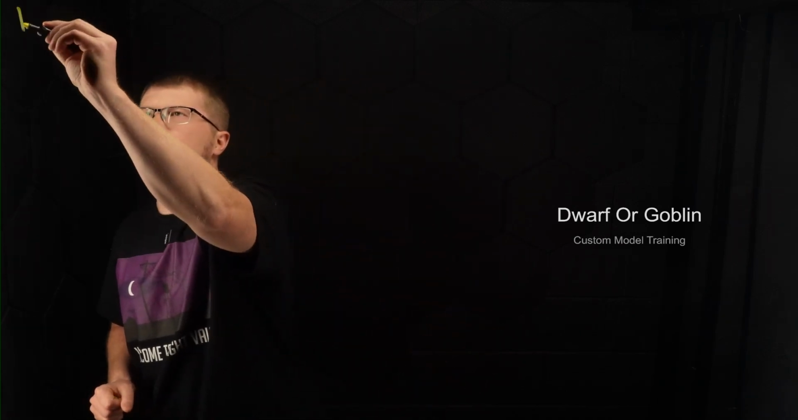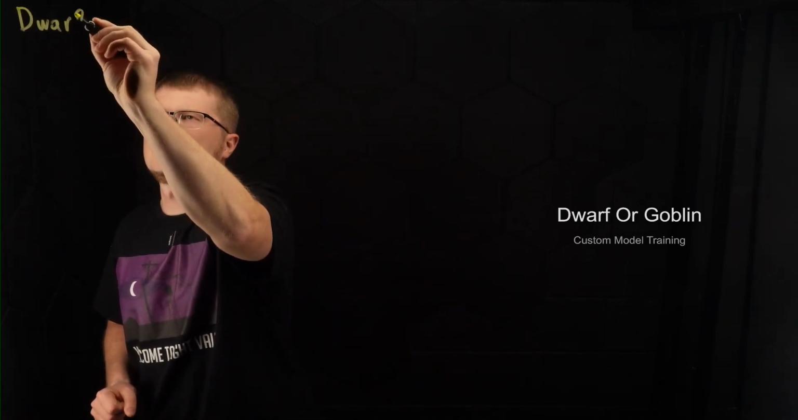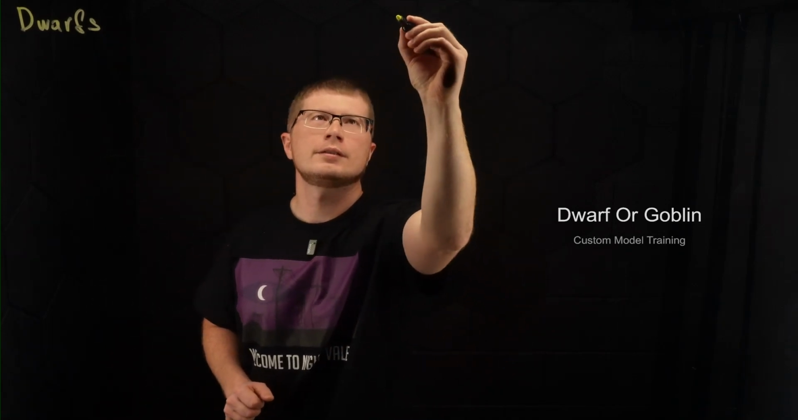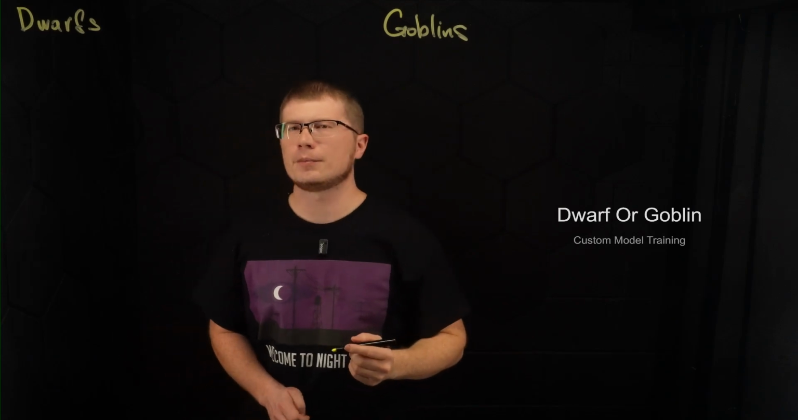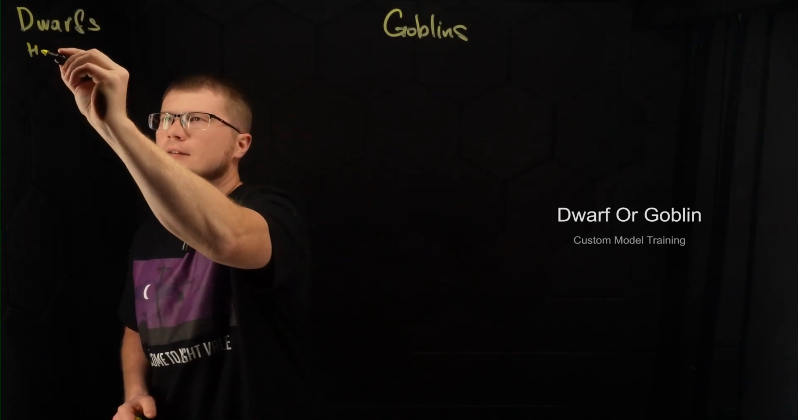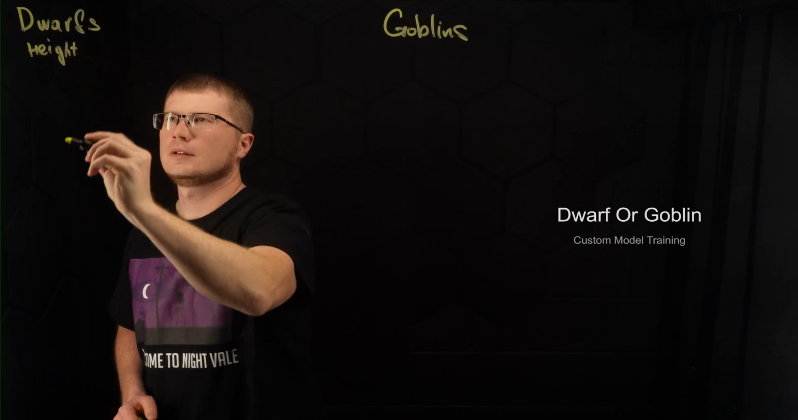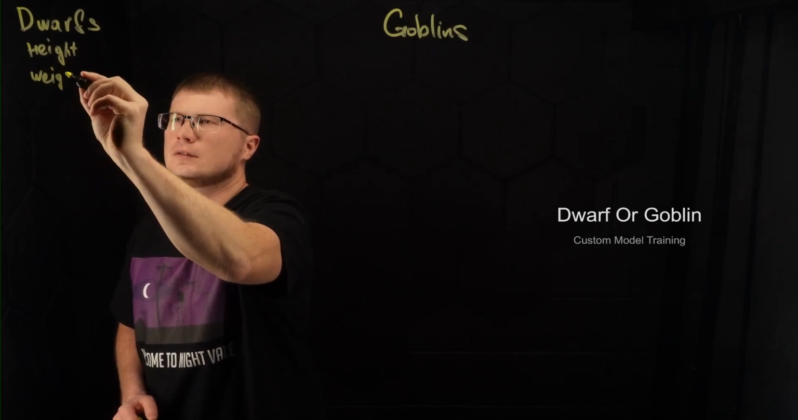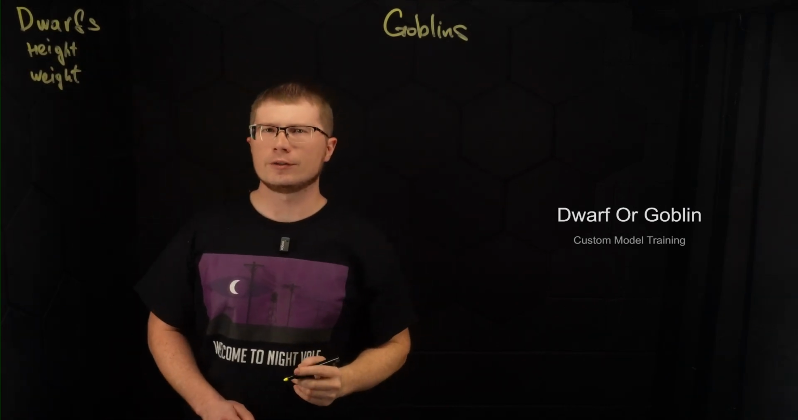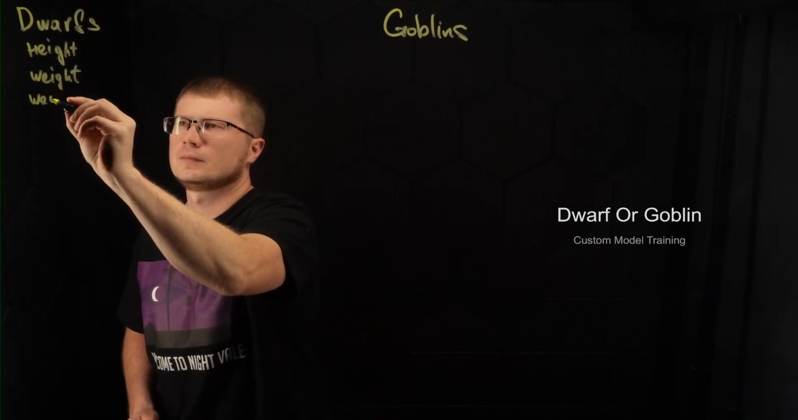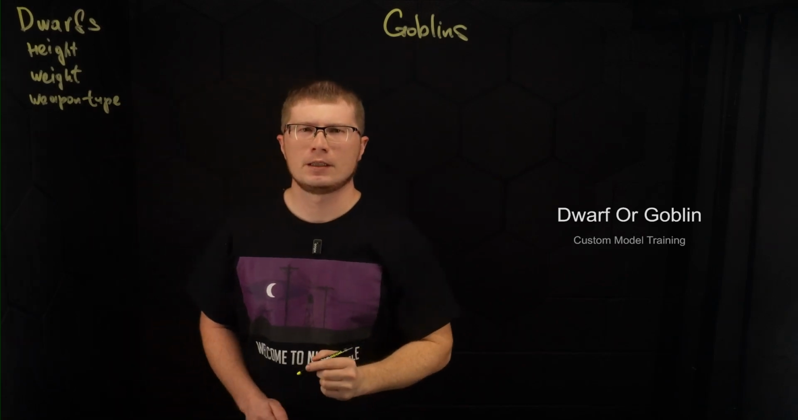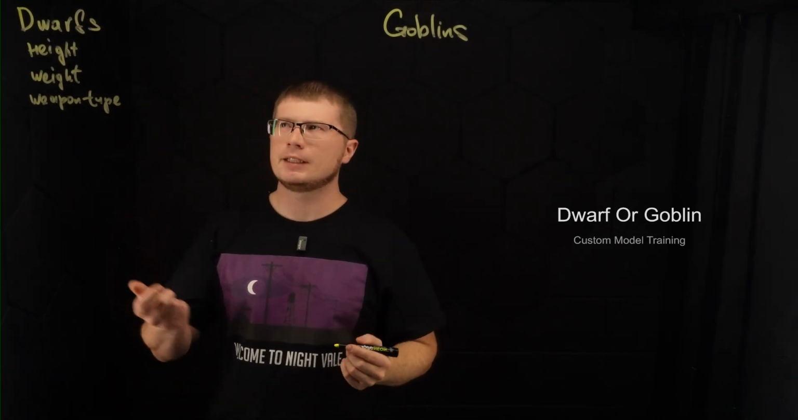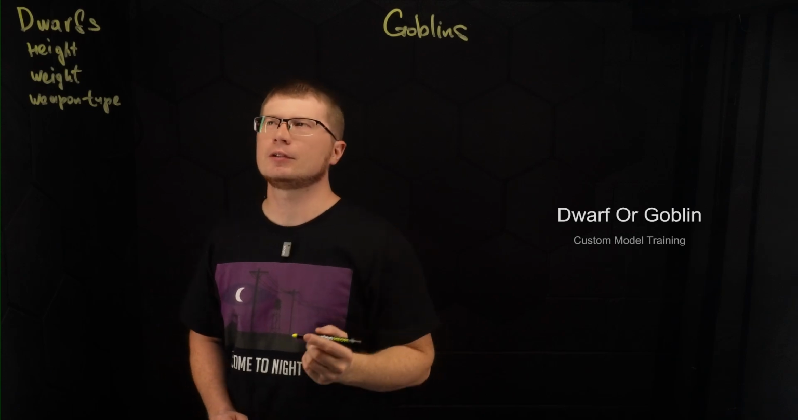We are going to train a model to distinguish dwarfs from goblins using some continuous features like height and weight, and categorical features like weapon type. So let's think about how they're different for dwarfs and goblins.